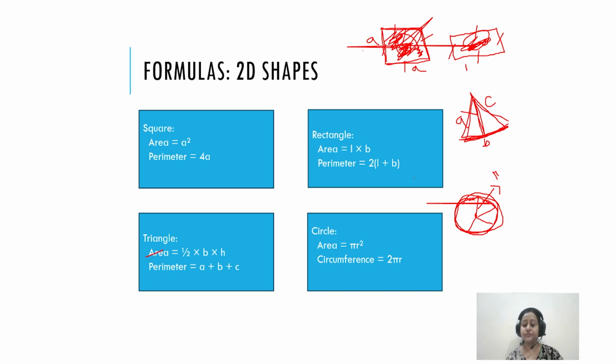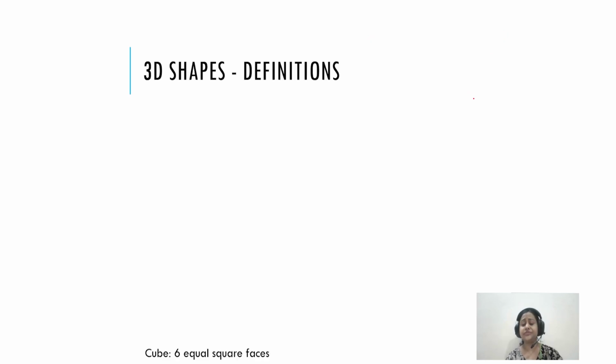So this is related to 2D shapes. You can expect numericals on 2D shapes. It is very likely that you will get some numericals on 2D shapes. 3D shapes are less used, but you should also know what 3D shapes are.